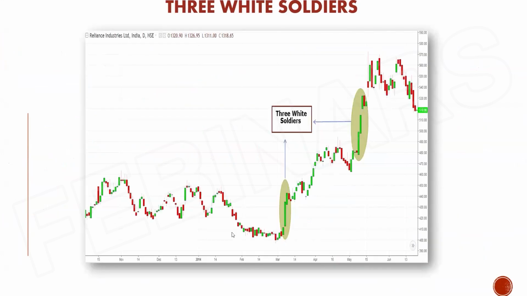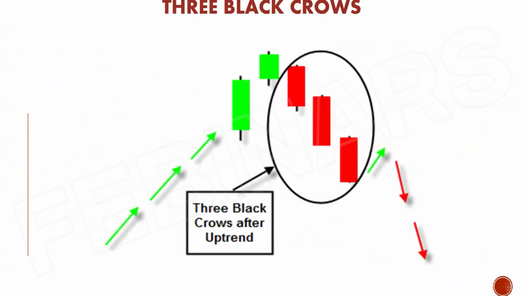This is an example of Reliance Industries where the three white soldiers have occurred, then the consolidation, then the rise again. In the same way, three white soldiers would give you a strong trend and the continuation of the pattern. Similarly, the three black crows. Let me come back to the charts again.